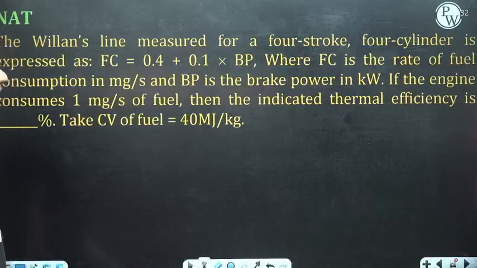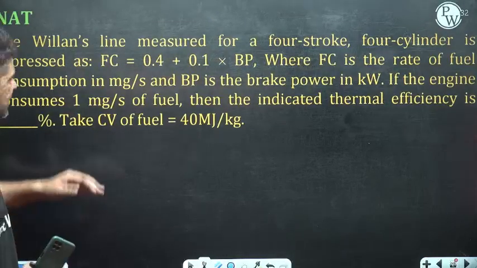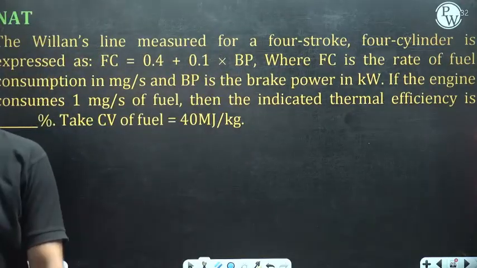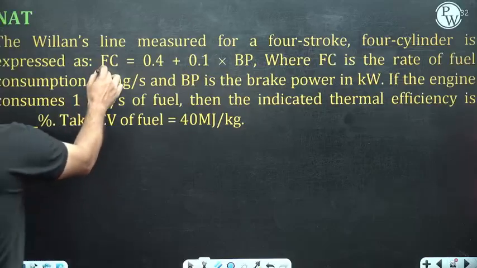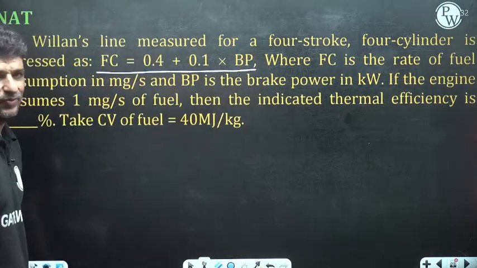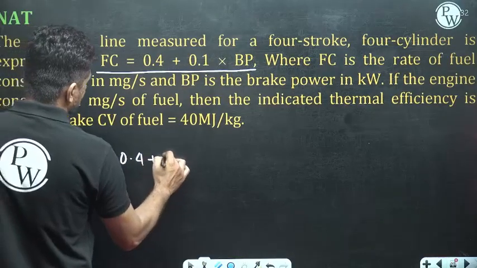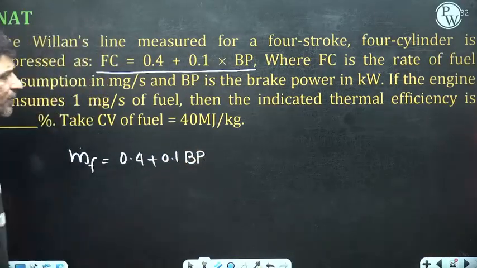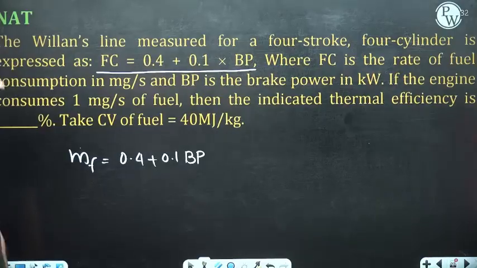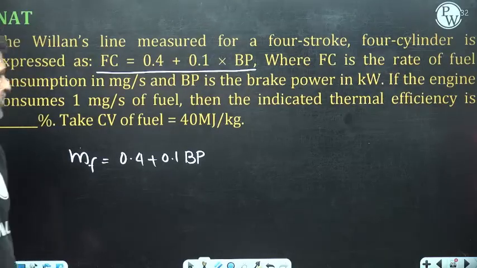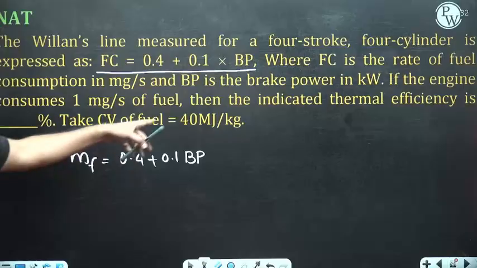Again, let's go to the next question, that is of Willans line. It says the Willans line measured for a 4-stroke 4-cylinder engine is expressed as FC equal to 0.4 plus 0.1 times brake power, so m dot f is 0.4 plus 0.1 multiplied by brake power, where FC is the rate of fuel consumption in milligram per second and BP is the brake power in kilowatt. If the engine consumes 1 milligram per second of the fuel, then the indicated thermal efficiency is, take calorific value of the fuel as 40 megajoule.